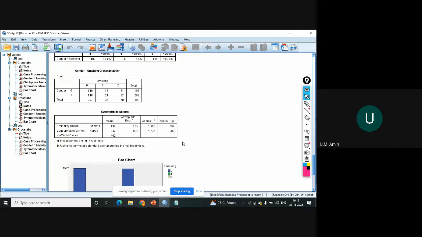Mostly in studies, this is neglected, or a wrong practice that people follow. So these should not be measured with Cronbach alpha. These should be measured either through the measure of agreement, which is known as the kappa method, or through the gamma method.